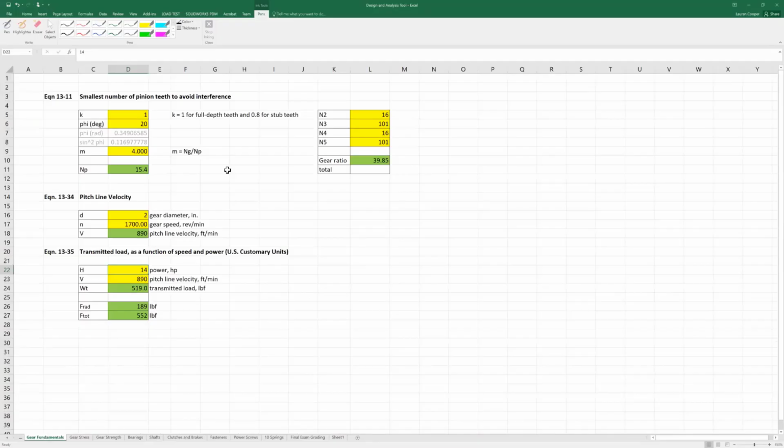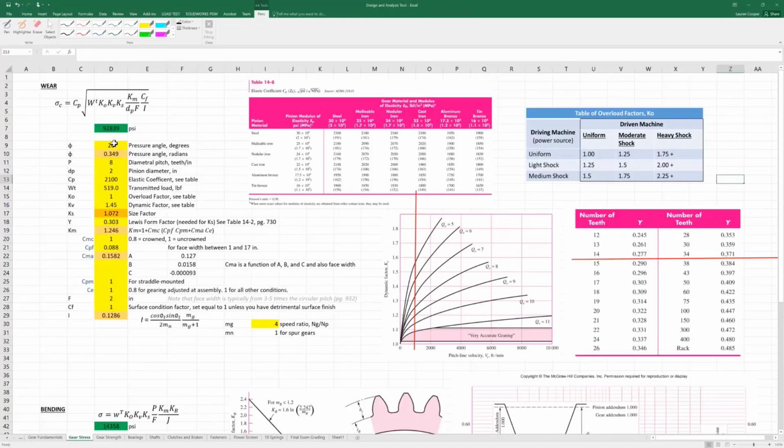So here is my analysis tool. I've changed the values from the concept check because I want you to do that on your own. So let's look at wear first. I have pressure angle in degrees and radians, diametral pitch, pinion diameter, elastic coefficient. So again, I'm using different values from the concept check. Your elastic coefficient, again, is this table here. So you have pinion materials and gear materials, and you find the elastic coefficient for the combination of the materials. WT is pulled from the previous sheet.